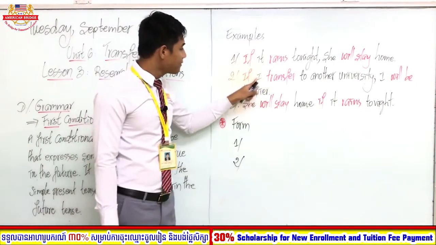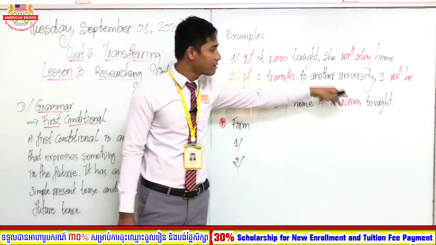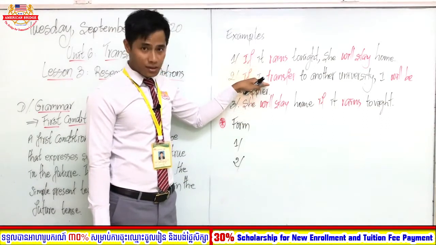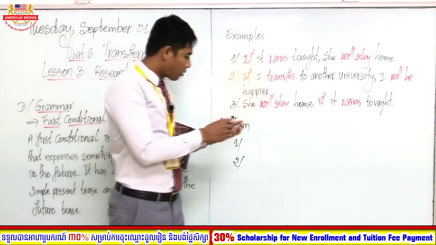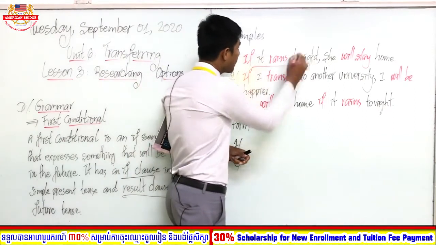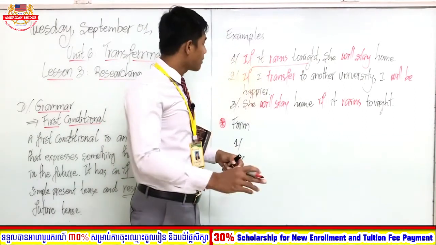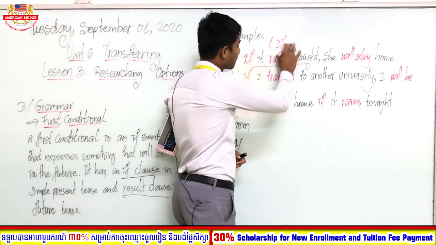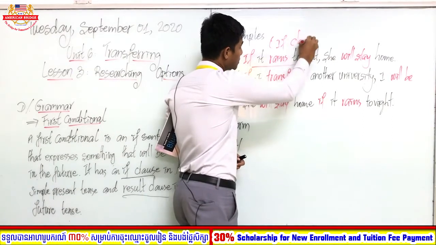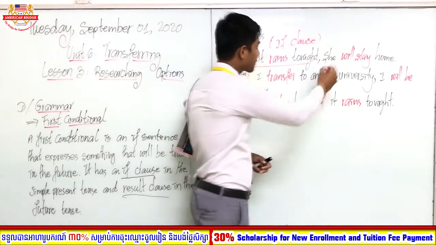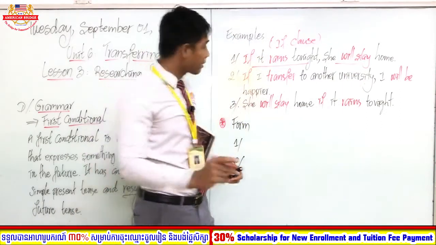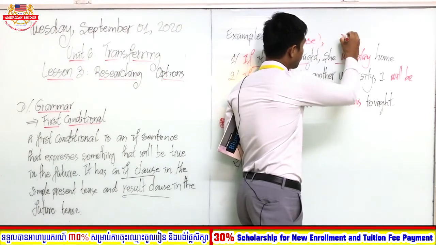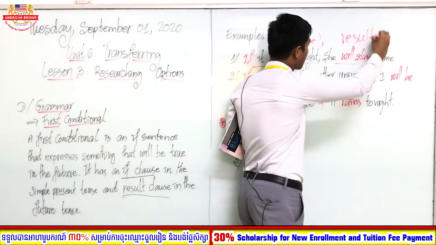Number 2, if I transfer to another university, I will be happier. I will be happier. This is true in the future. This is called the if clause, and this is called the result clause, with a comma between them.